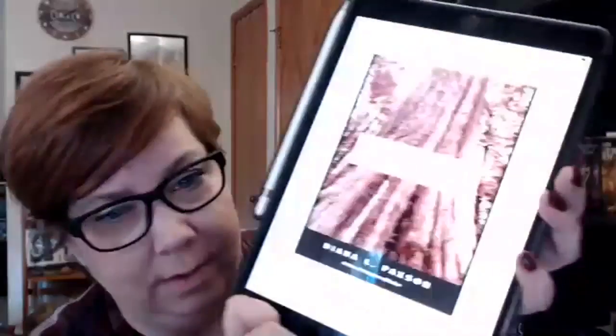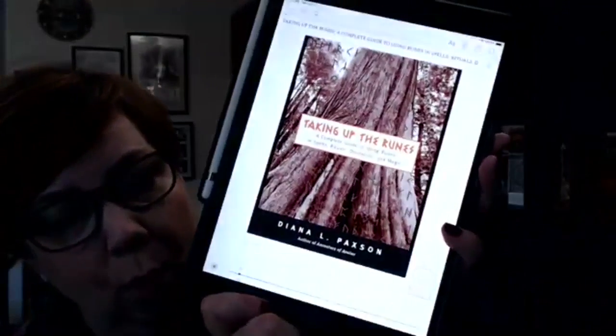The last one that I'm going to mention is a fantastic resource. I'm going to try to get the cover up. This is called Taking Up the Runes, and it's by Diana Paxson. What I like about this is it's much more spiritual. She goes through in sets of twos, and she has a lot of rituals you might be able to do with runes. So she goes beyond just divination into a much more ritualistic sense.